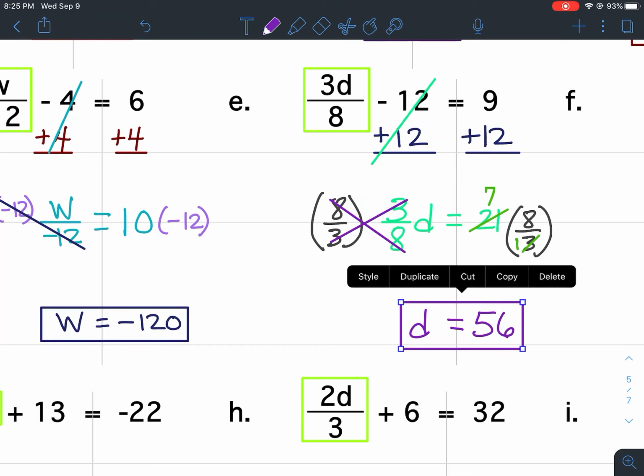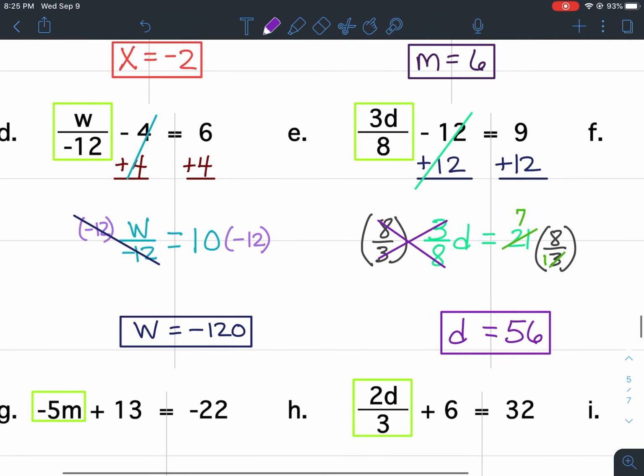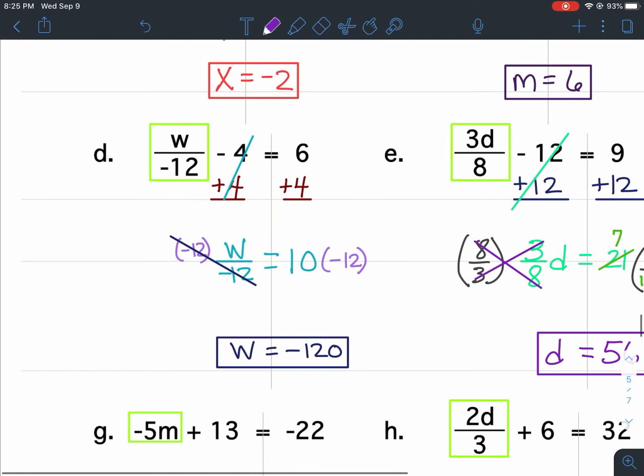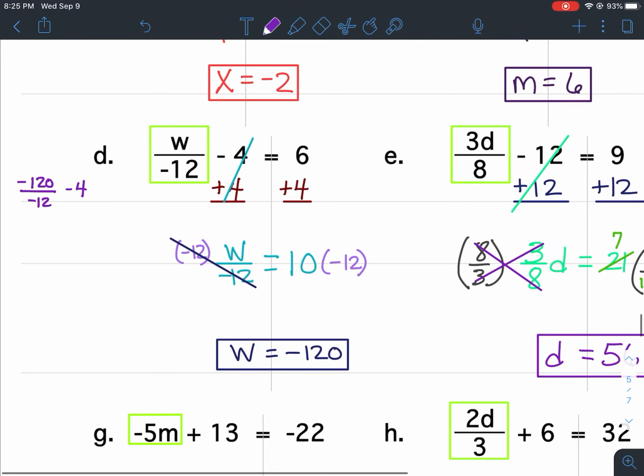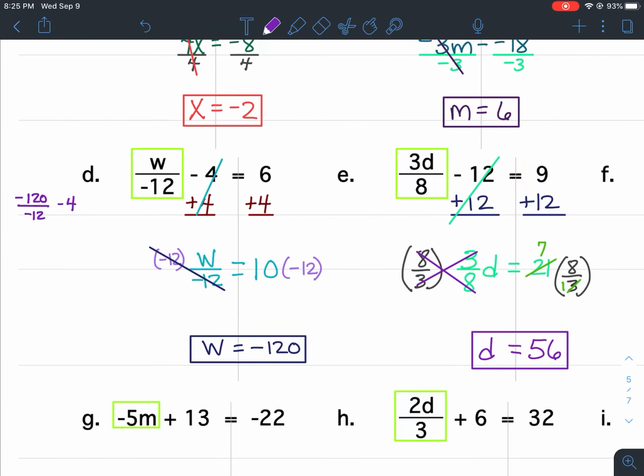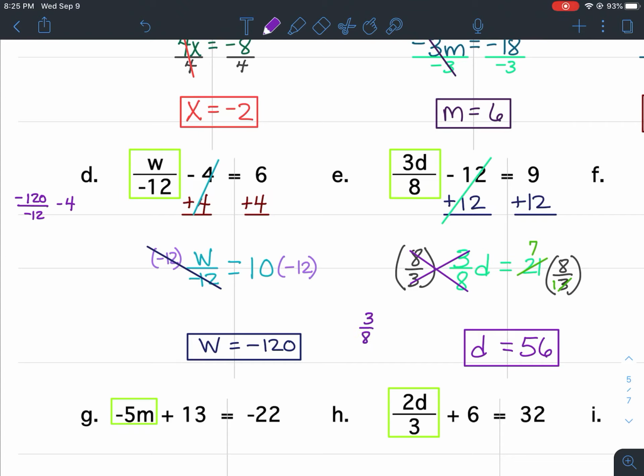Now, you may ask, well, how do you check these problems in the calculator? All right. For D, the way that you would check D in the calculator is you would put the -120 over the -12 and then subtract 4. Put it in just like you would substitute the -120 in for the W. For E, you could do it two ways. You could do 3 times the 56 and then divide by 8, or you could do 3/8 times 56 and then subtract 12. It doesn't matter how you do it, as long as it's either 3/8 times 56 or 3 times 56 over 8 and then the -12.